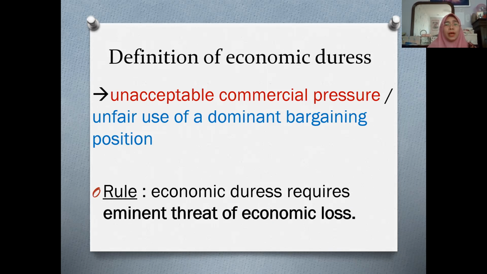Under common law, they have a specific definition of economic duress. When we talk about economic duress here, it refers to unacceptable commercial pressure. Commercial pressure is something inherent, but in some situations it is unacceptable. Another way of defining economic duress is the unfair use of a dominant bargaining position. Two parties, but one party is dominant compared to the other. For the court to recognize economic duress, it requires an imminent threat of economic loss. It has to be a real threat.